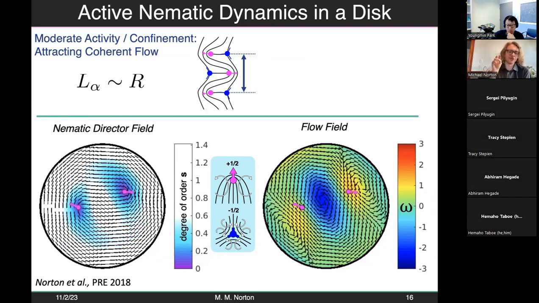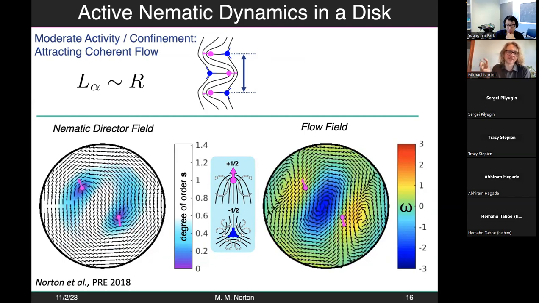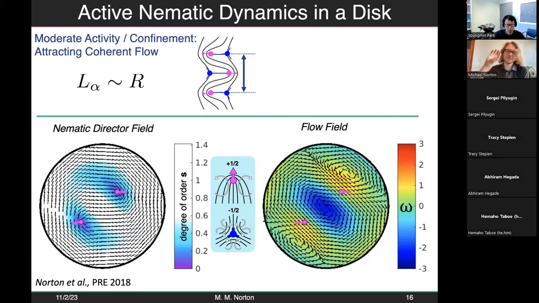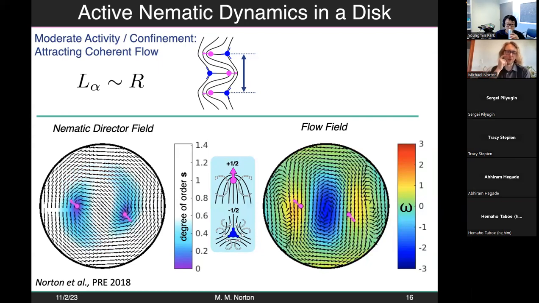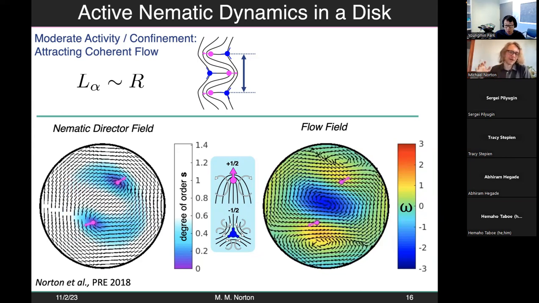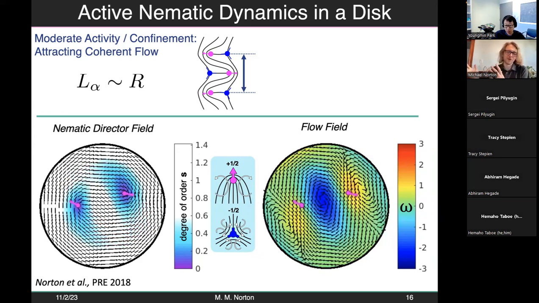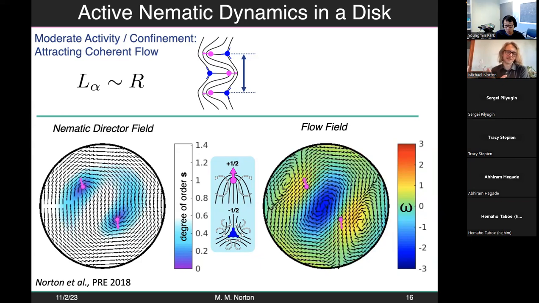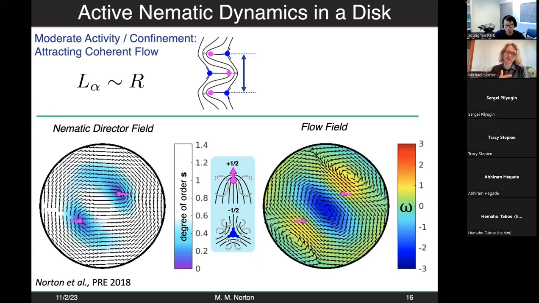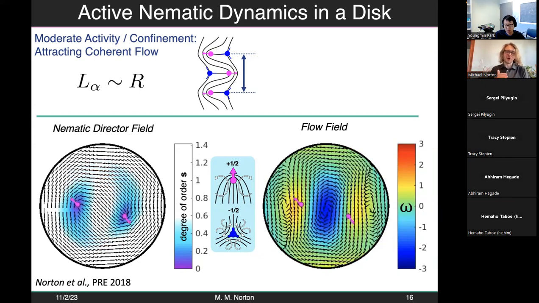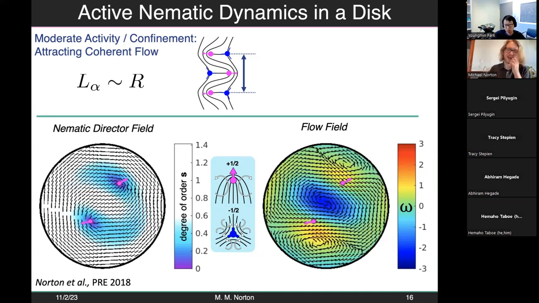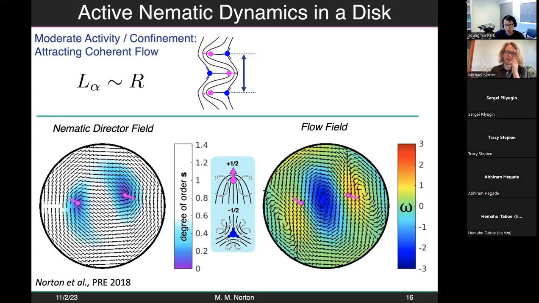But in this case, we have just 2 plus half defects that precess indefinitely and at a fixed radius around the container. So we essentially have a limit cycle oscillator for this system. And it's very robust in the sense that you can start from many initial conditions and it will always go to either the clockwise or counterclockwise version of the thing that we're looking at.